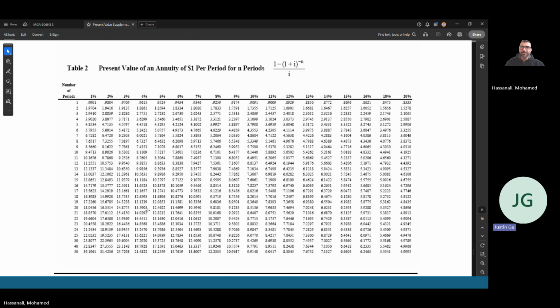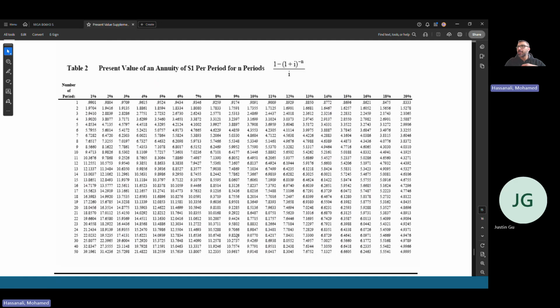Does that make sense? One more question. So in this case, we only take the 8% market one. We don't take the 6%. Is that right? So when you're coming to the present value table, you only care about market rate. You don't care about the coupon rate. Okay, got it. Thank you.